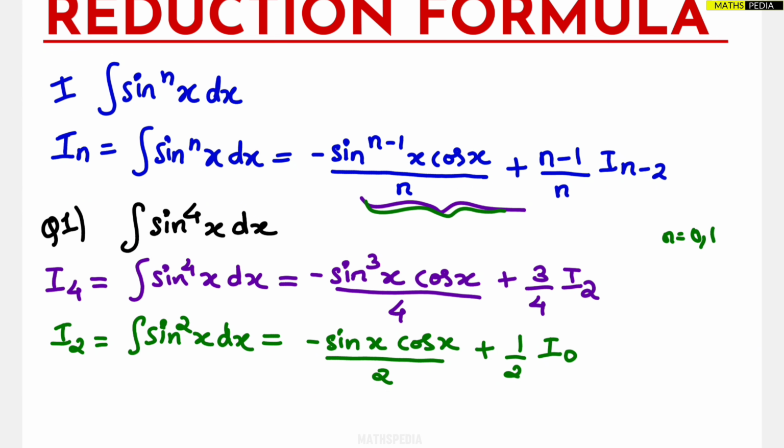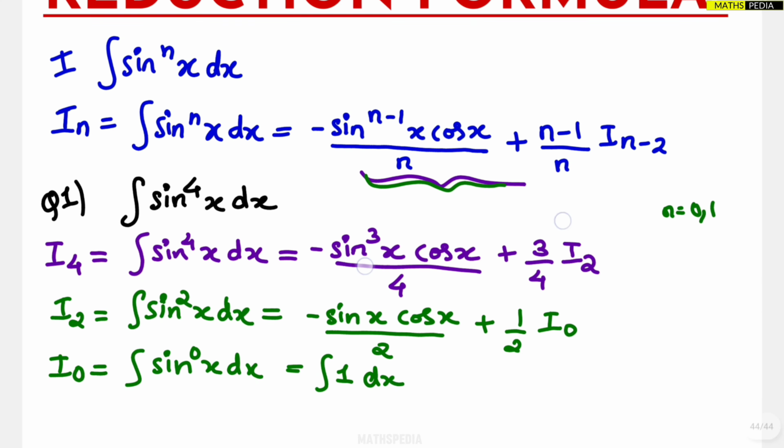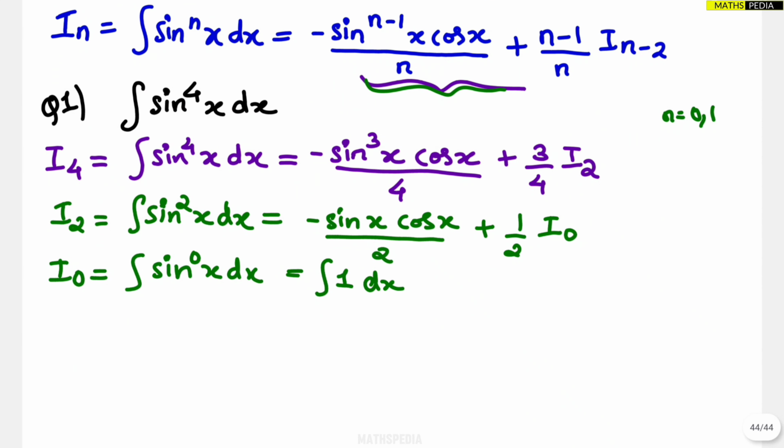As I said before, if you are finding I0 and I1, you can directly find them by putting the direct formulas. For example, sine 0x, that is sine to the power 0 x dx, becomes 1 dx. So what is the integration of 1 with respect to x? It is x itself. That's why I said directly you can get the answer. If n is equal to 0 or 1, you can get the answer directly.